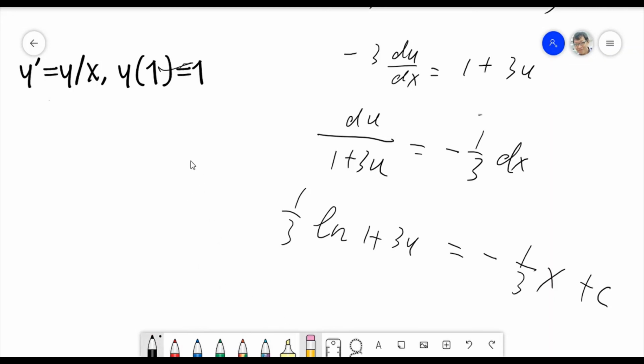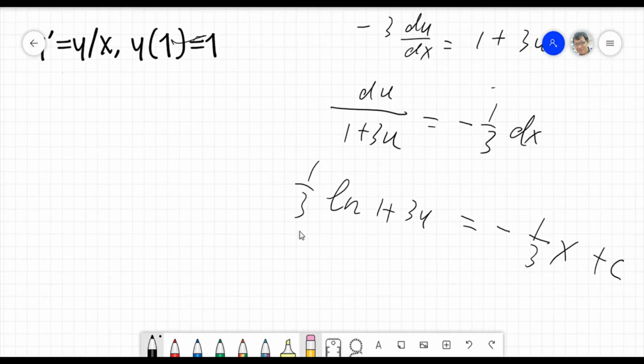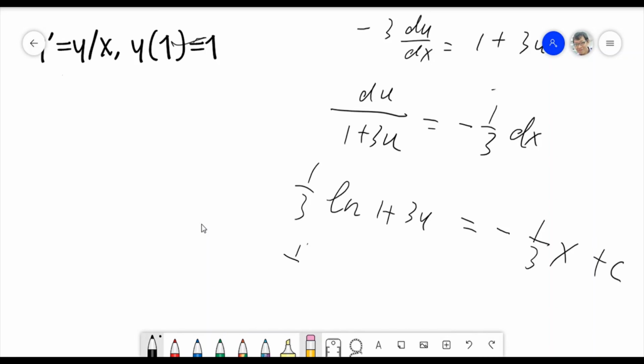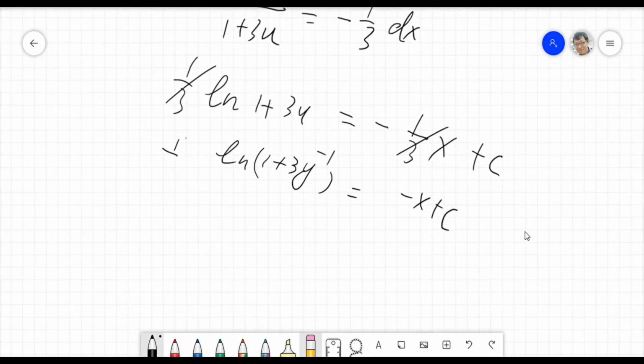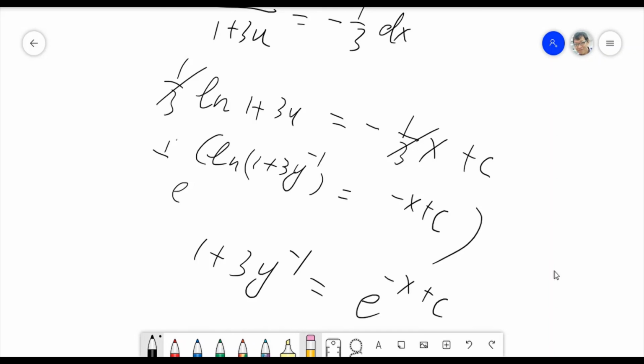So what is u? u is equal to y to the negative 1. So now we can substitute for u. Oh yeah, this 3 can be cancelled. So the natural log of 1 plus 3y to the negative 1 equals negative x plus c. We can simplify this by making both sides exponential with base e. So 1 plus 3y to the negative 1 equals e to the negative x plus c.